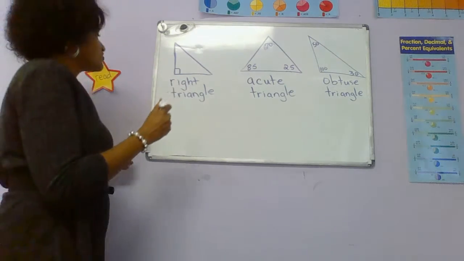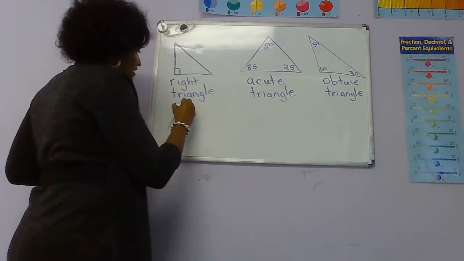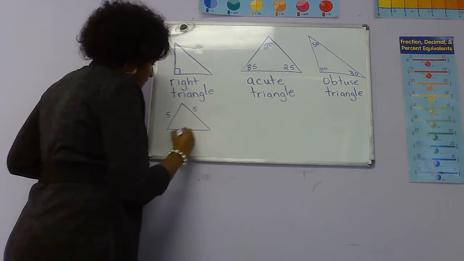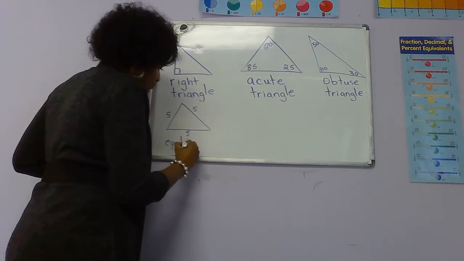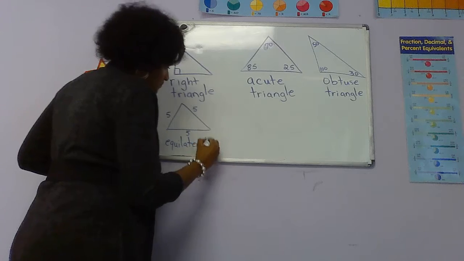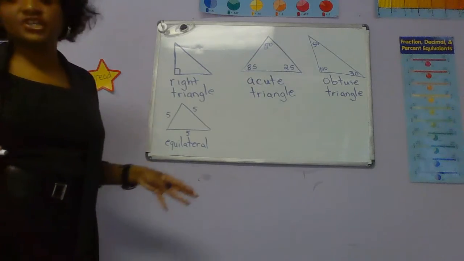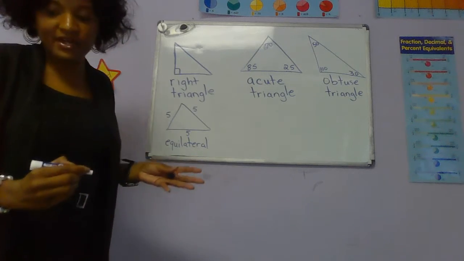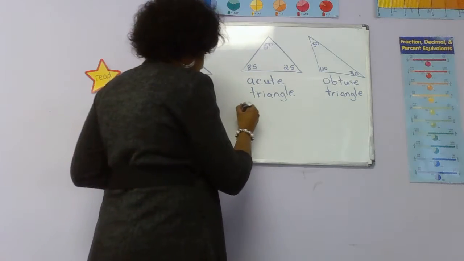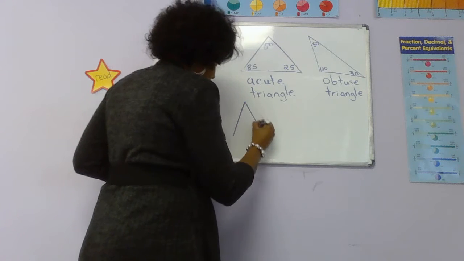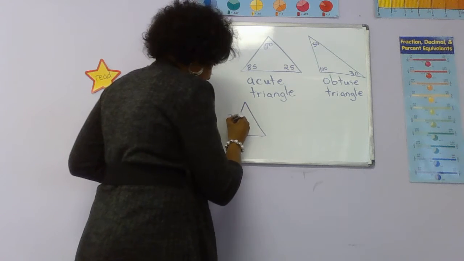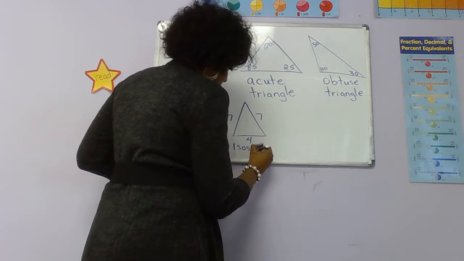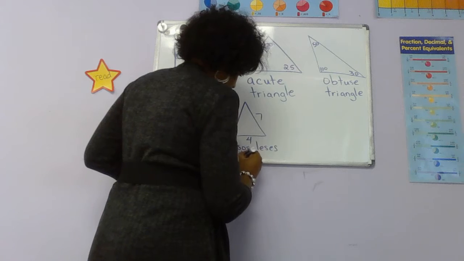Now, you may also have to classify triangles by their sides. If you see something like this, it is an equilateral triangle. All sides are equal, so it's an equilateral triangle. They have to put the numbers there for you. Again, we can't just go by what we think. If you see a triangle that looks like this, it is an isosceles triangle.